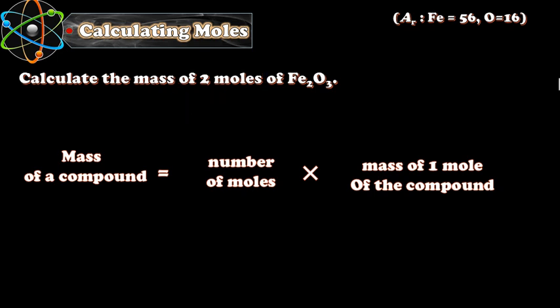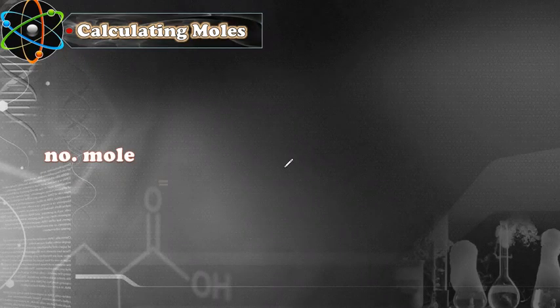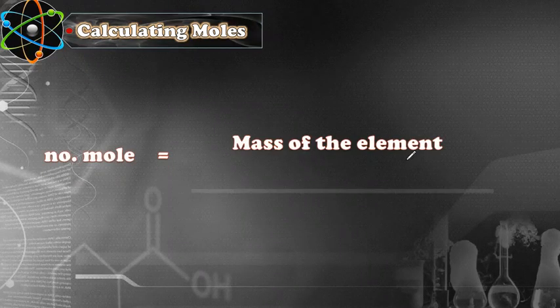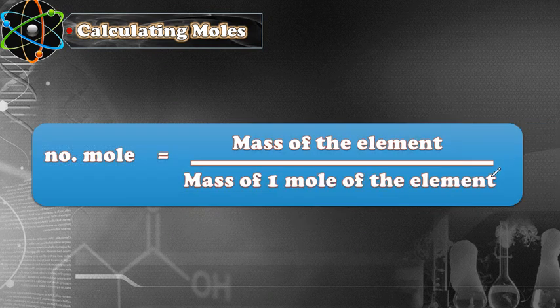And how is that going to be? Here we're going to look at it. Number of mole equals mass of the element over mass of 1 mole of the element. This is if you have 1 element, then you're going to divide. Now we're going to have an example.